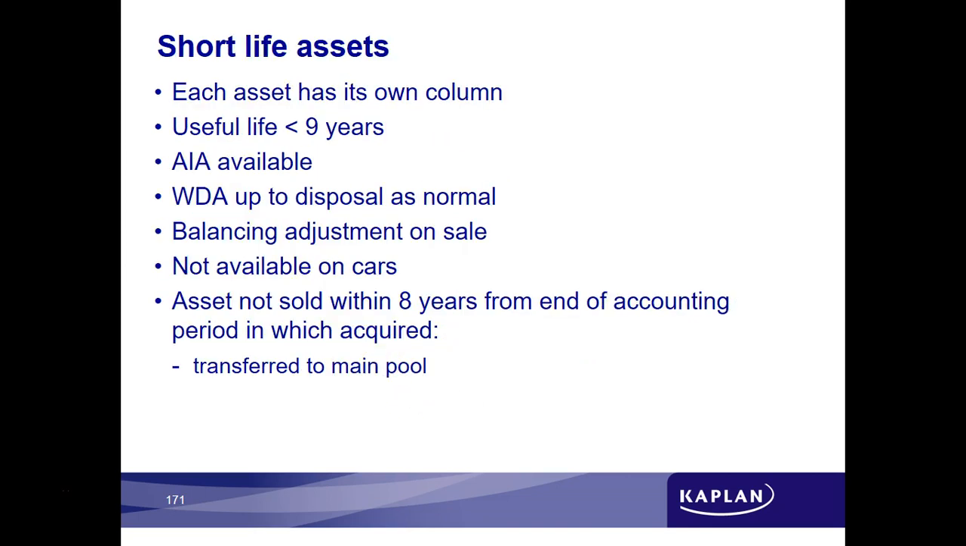Sorry, forgive me. I've been saying 8 years. The useful life is less than 9 years. So it's not 8 years, it's less than 9 years. So when I had 8 years in my head, useful life when it's less than 9 years. I think this is where I've got confused with 8 years. If the asset is not sold within 8 years, you need to transfer it back to the main pool. Because the whole idea of why we created a short life structure is that you felt you were going to sell it in that period, within 8 years.